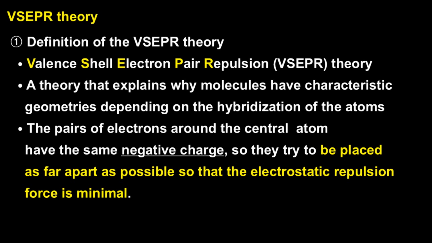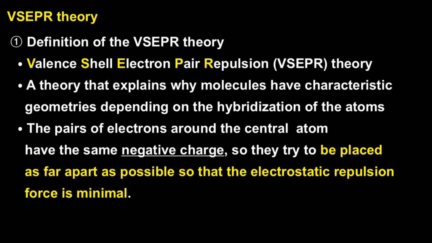VSEPR theory helps us understand why molecules take on certain shapes instead of just randomly floating around. The main idea is pretty simple. Electron pairs around a central atom don't like being too close to each other. Since they all carry negative charges, they naturally repel one another and try to spread out as far as possible.